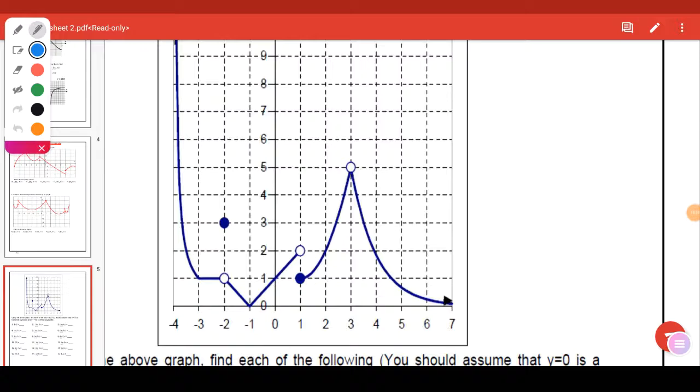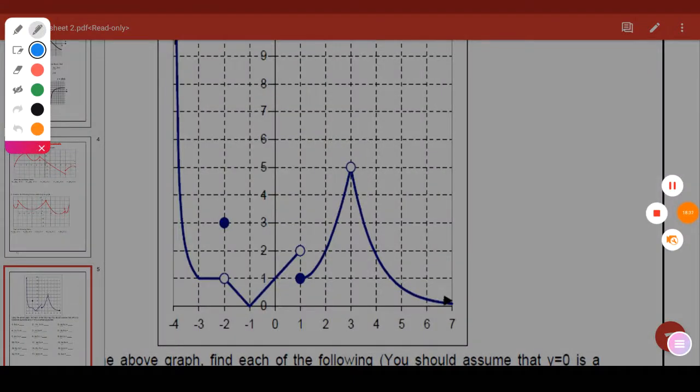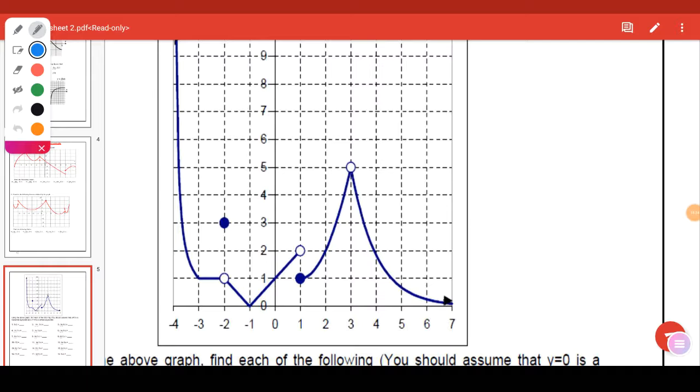Okay, now as you see the last question, the limit of f of x when x approaches 3 will be approximately 5. Okay. Now we have finished. What about worksheet 2? Please revise well and prepare all of it.